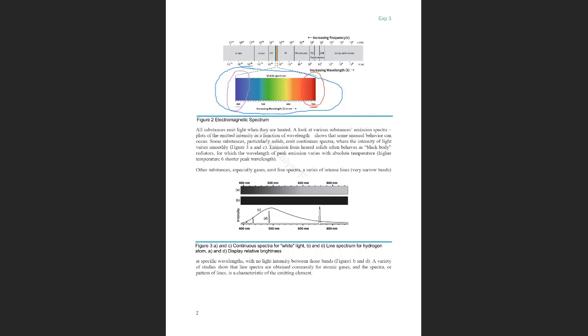We can see here the electromagnetic spectrum with all the colors of the visible light. But remember, visible light only makes up a tiny portion of the entire electromagnetic spectrum that we have here. It's only this tiny portion.